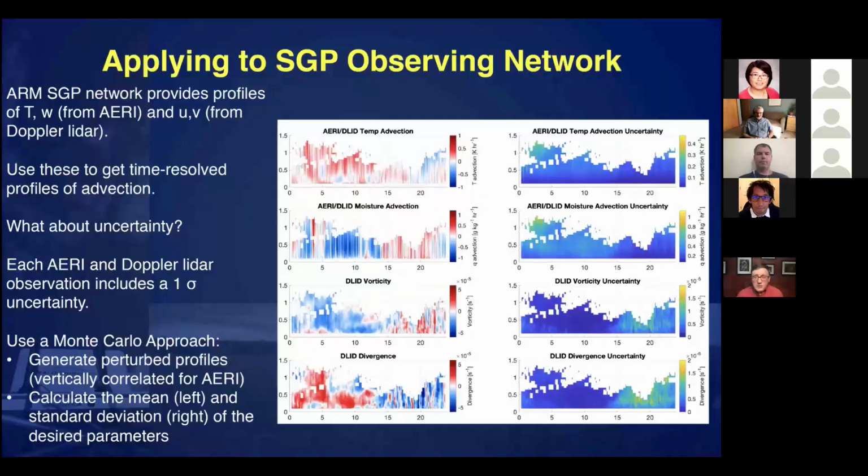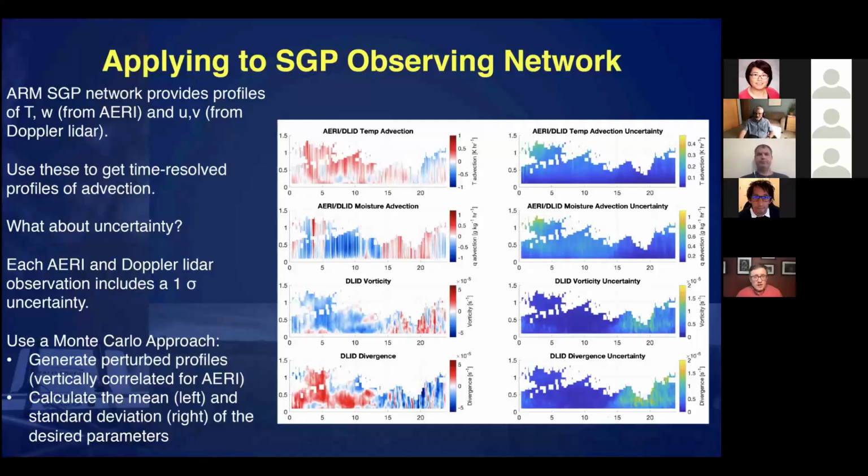And so what we can do is we can take the profiles of temperature and water vapor from the areas located around SGP, which are also, of course, co-located with Doppler lidars. And so we can use that to get time and height resolved profiles of advection. A couple of things may jump out at you here. The big thing that you see is that the Doppler lidars sometimes have limits to their vertical extent. We are working on that, working on some techniques for how we can extract information from higher heights.